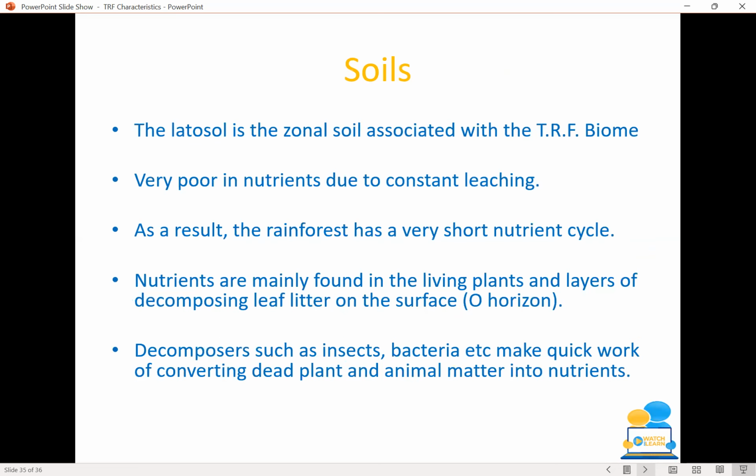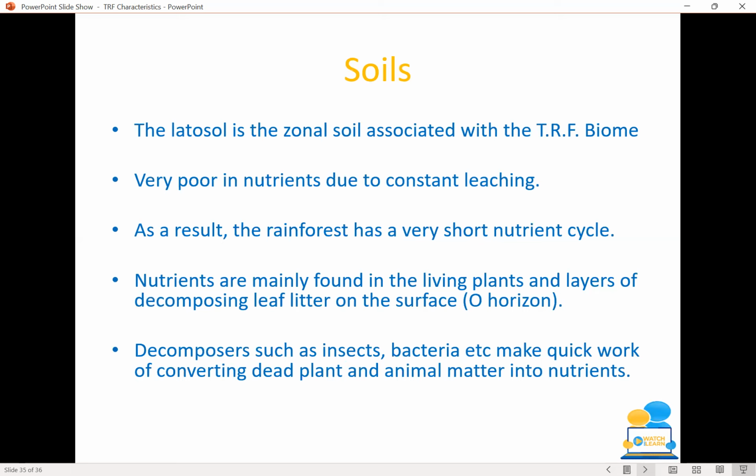In terms of soils in the tropical rainforest, the latosol is the zonal soil associated with the tropical rainforest biome. As we've said already, it is very poor in nutrients due to constant leaching. And as we know, leaching is from constant rainfall dragging the minerals and nutrients down through the soil and robbing the soil of its minerals.